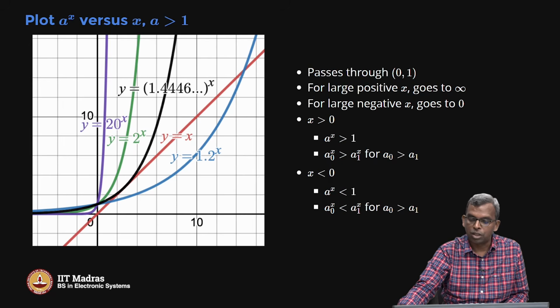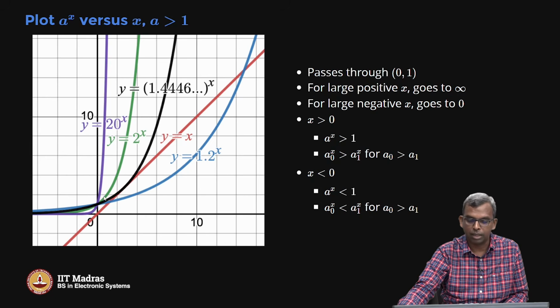And for large positive x, they go to infinity. For large negative x, they go to 0, because a is greater than 1. So that's very important. And then comparison wise, if x is positive, a power x is always greater than 1. Okay, so that's also important. For positive x, it's greater than 1. For negative x, it's less than 1. Okay, so that's what happens if a is greater than 1.